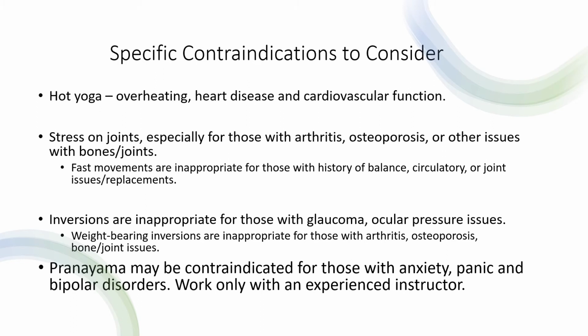Fast movements are also inappropriate for individuals with vertigo or inner ear issues, Parkinson's, and other conditions that affect the balance. Some yoga classes include inversions where the individual goes upside down, such as headstands or shoulder stands, and these are inappropriate for individuals with ocular issues such as glaucoma because of the increased ocular pressure when upside down. Some inversions are actually weight-bearing, with weight on the upper body or neck, and these are not appropriate for individuals with osteoporosis, arthritis, or other issues related to the bones and the joints.